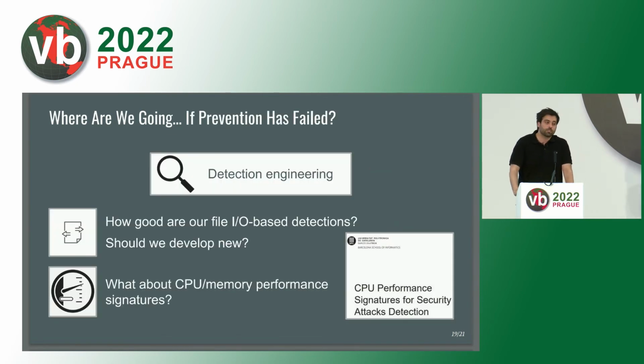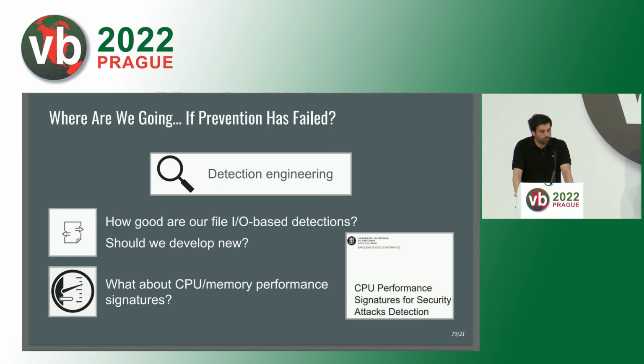But if we can assume that prevention has failed, and that happens in practice, we just saw a couple of talks today talking exactly about this scenario. Where are we in that scenario if we consider intermittent or partial encryption or even file corruption in play? So let's first talk about detection engineering. As I mentioned before, the file input-output profile of intermittent encryption is vastly different from full encryption. That begs the question, how good are our current file input-output based detections, for instance? Is there maybe a need to create new ones?